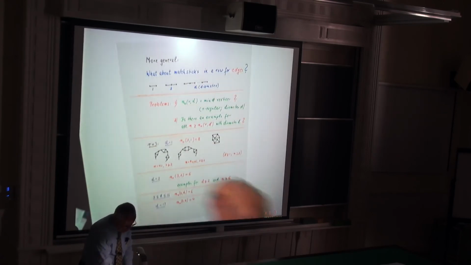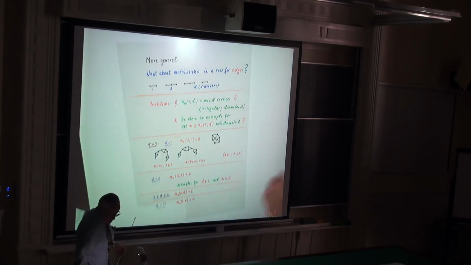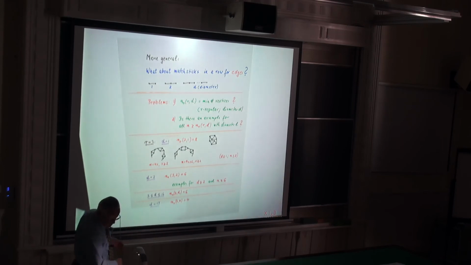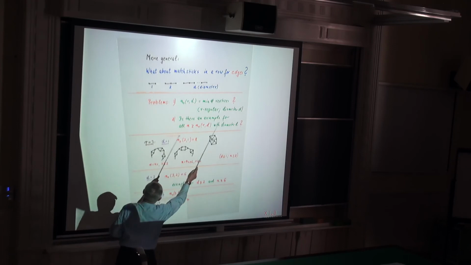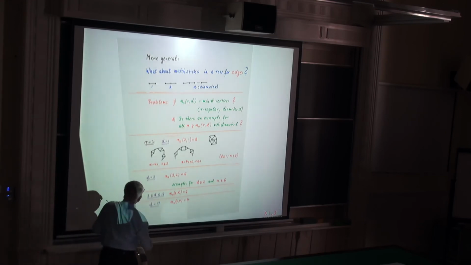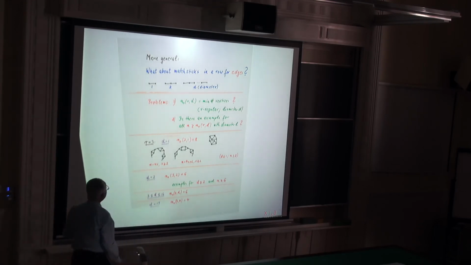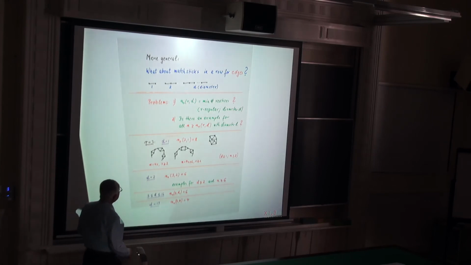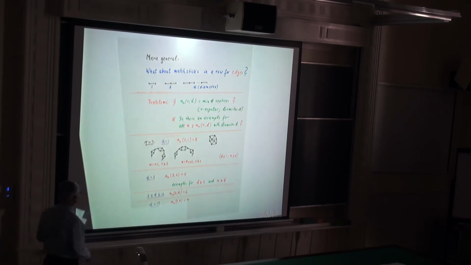So, more generally, one can ask, what about matchsticks, which allow matchsticks in a row, in a line? So 1 matchstick or 2 matchsticks, or up to a diameter of 2. And then the problem comes up, what is the minimum number of vertices of regular graphs with diameter 2? And are there examples for all larger n with diameter 2?